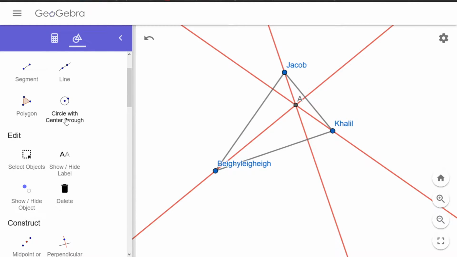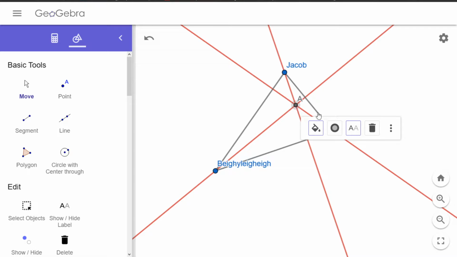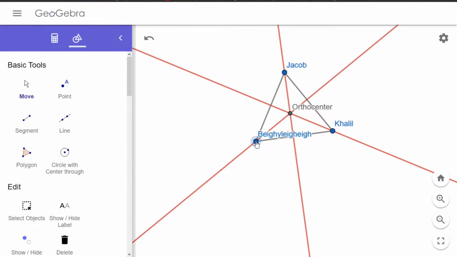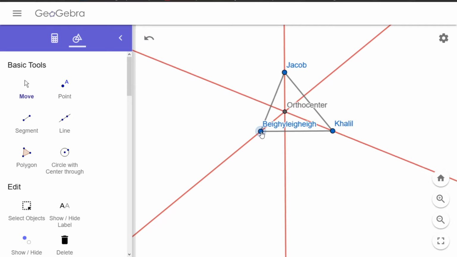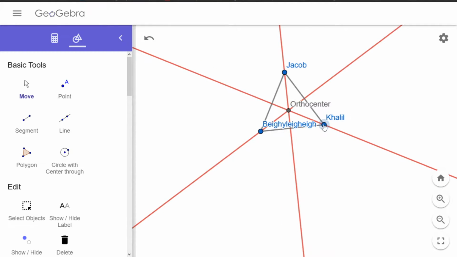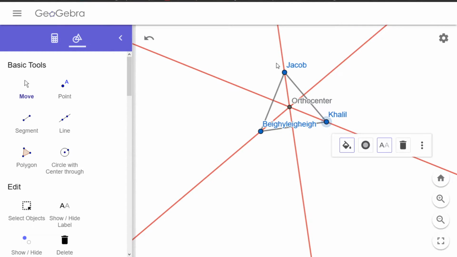And look, they do all intersect at one point. So this point is our orthocenter. Now, this triangle is very similar to the one that I gave you on the paper, right? So what I'm going to do is drag this around. Equilateral, or close to it at least. If you see equilateral, it's right in the middle.